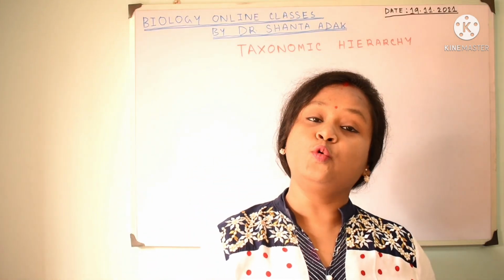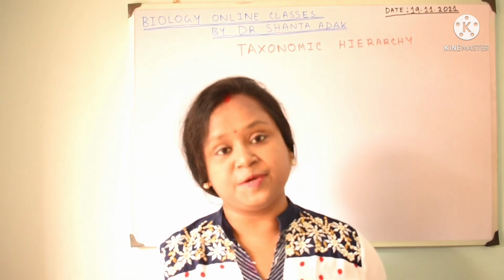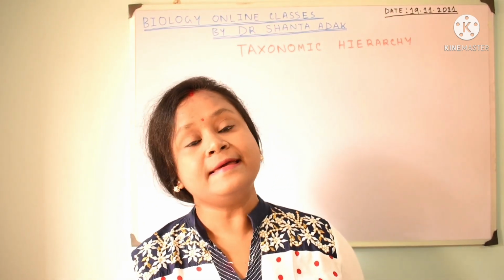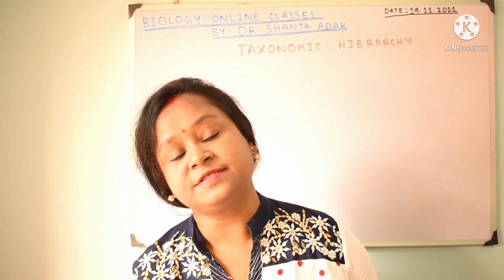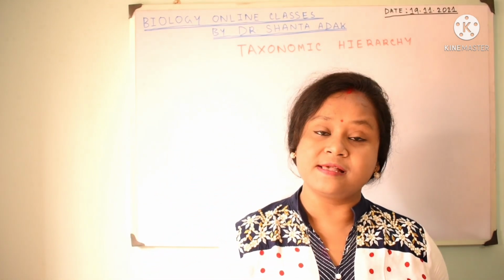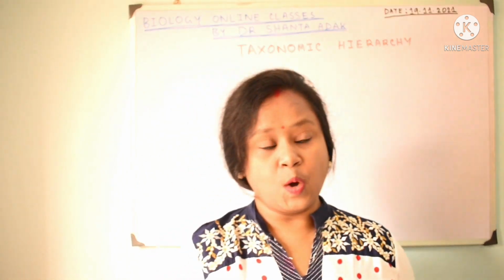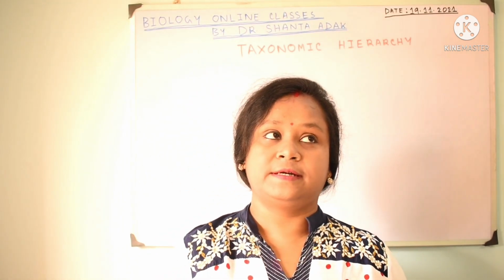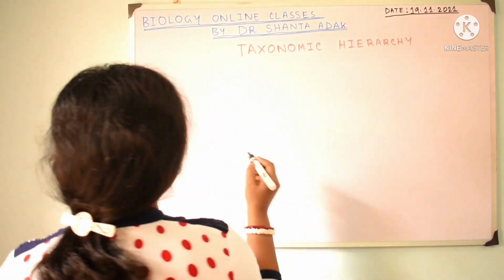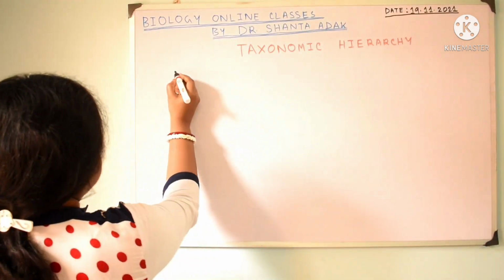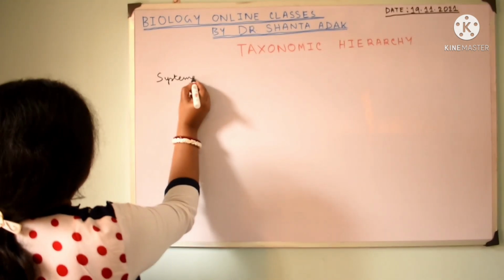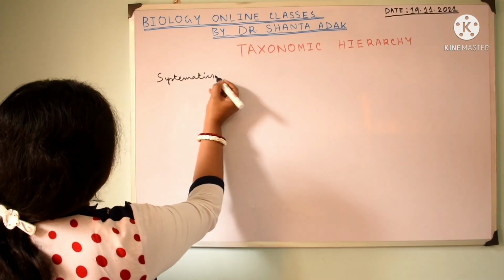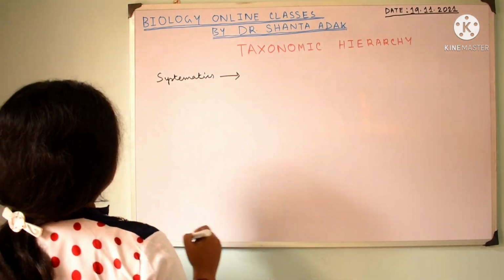There are two systematic frameworks of classification. One is based on key characteristics, and this falls under the artificial system of taxonomy, and the other is hierarchical classification. All of us know the definition of systematics. What is systematics? Already I have discussed. Let's have a look.